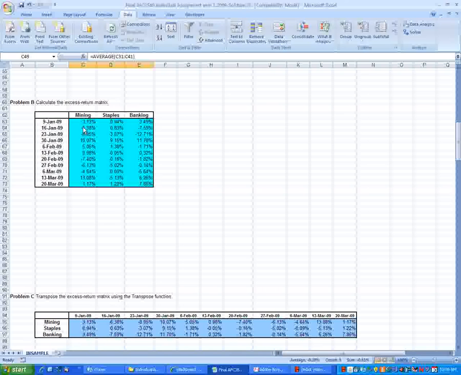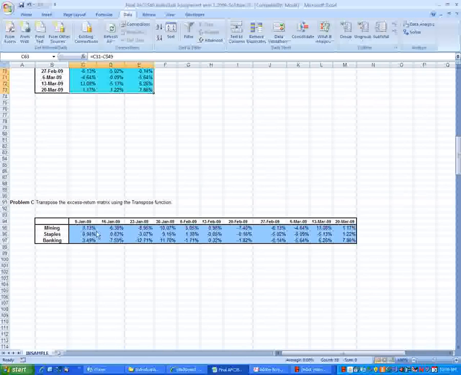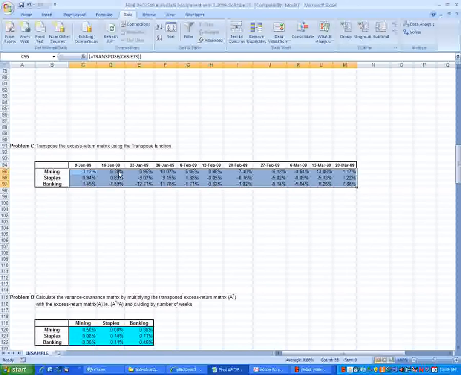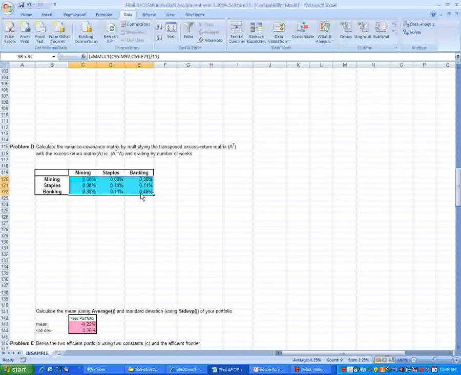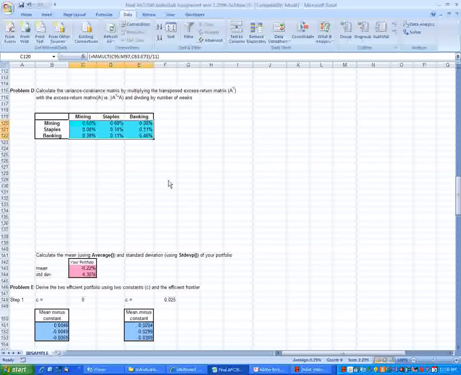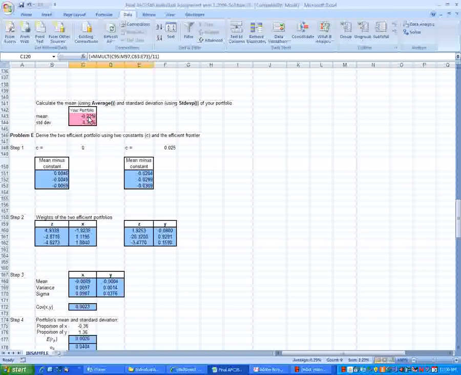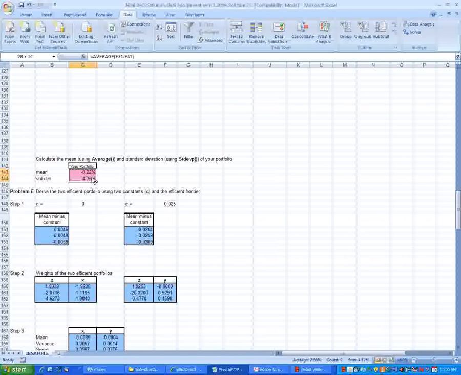In problem B, in the blue, that's where you have to do your initial calculations, and you have to calculate your excess return matrix. And once again, you've seen that before, and I'm going to let you do that on your own. The transpose of the excess matrix you've done before, and in problem C, you're going to do that on your own. And here, you have to calculate the variance-covariance matrix, and remember that's the transposed by the excess matrix, but remember you have to divide by the number of weeks, problem D. Once you've done that, the pink is calculated for you automatically.